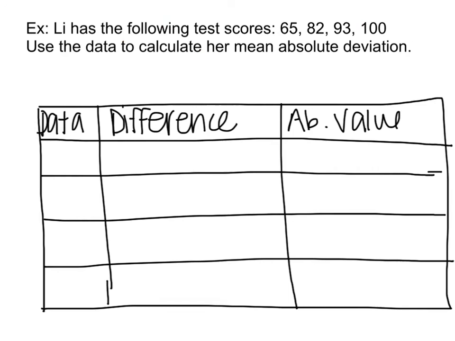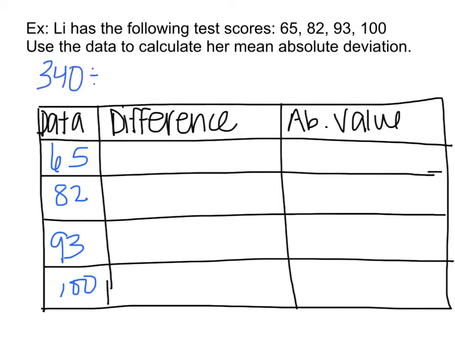All right, let's try another one together. Lee has the following test scores: 65, 82, 93, and 100. The first thing we need to do is find the mean of this. So we're going to say 65 plus 82 plus 93 plus 100 is 340 divided by 4 is 85. That's your mean.